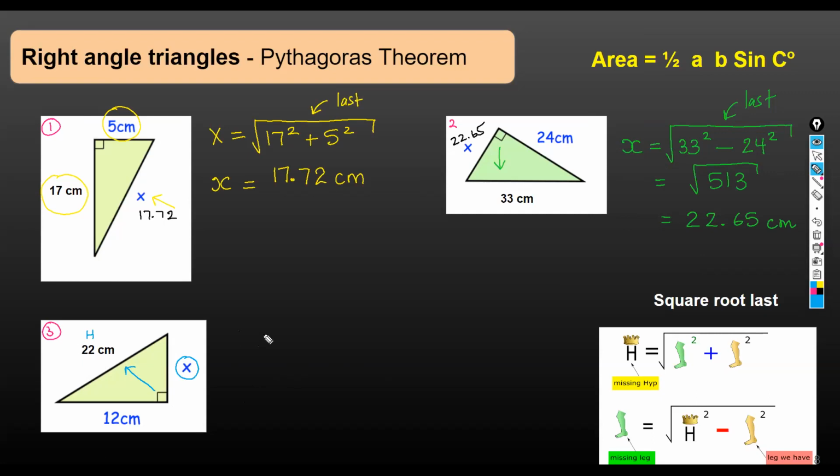So to get X, we just say 22 squared minus 12 squared. We know to work out the inside, and when you work out the inside, we square root last, right? So 22 squared minus 12 squared, I am getting quickly 340. And what do we have to do with that? Square root it. And when we do that, we get 18.44 centimeters. And let me update my diagram, 18.44 centimeters.